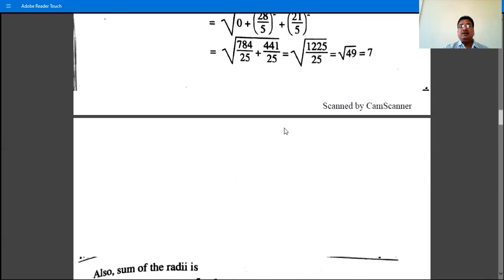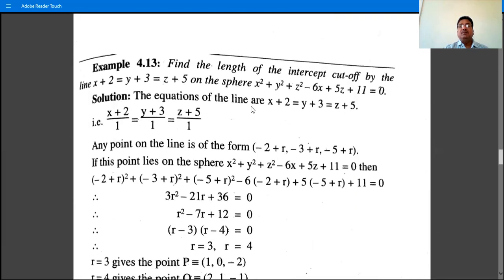So next problem is what? Find the length of the intercept cut off by the line (x plus 2) by 1 is equal to (y plus 3) by 1 is equal to (z plus 5) by 1, on the sphere x square plus y square plus z square minus 6x plus 5z plus 11 is equal to 0. Here the equation of the line is again given in symmetrical form, and this line intersects the sphere in 2 points, and we have to find the length of that intercept.